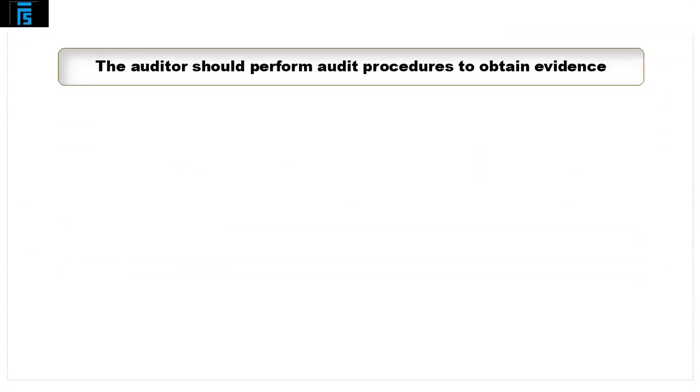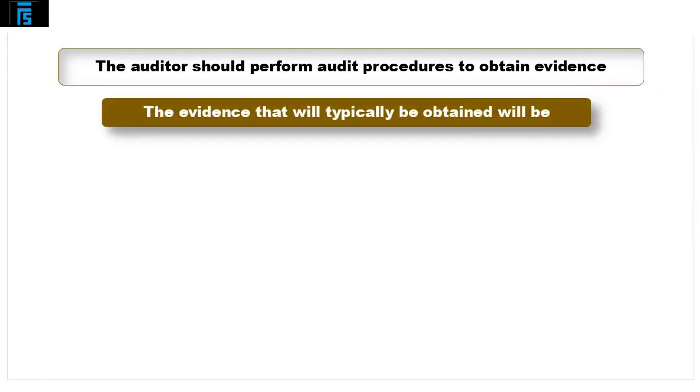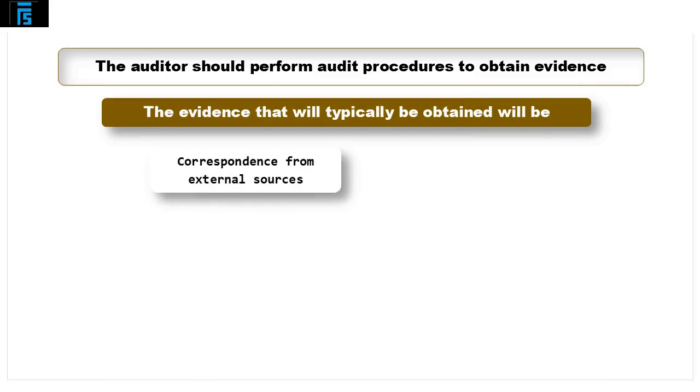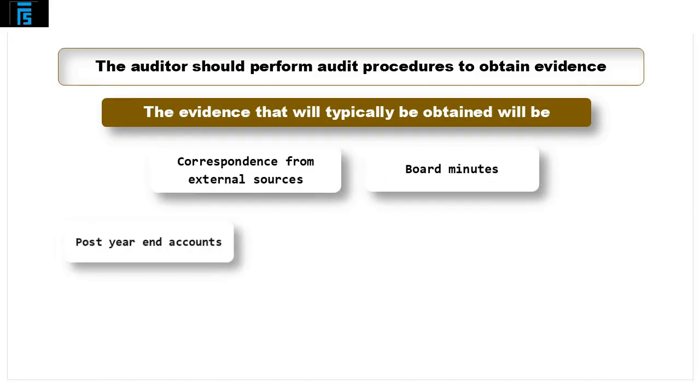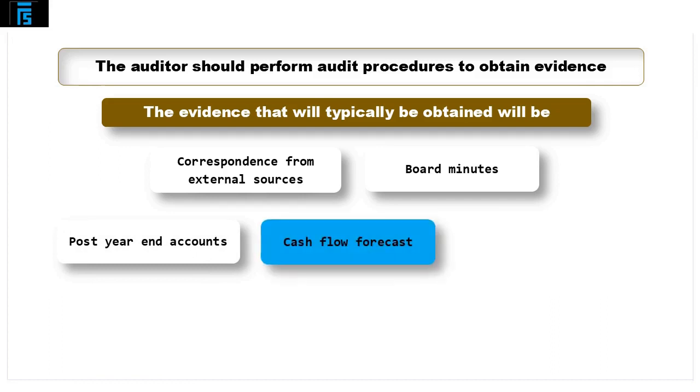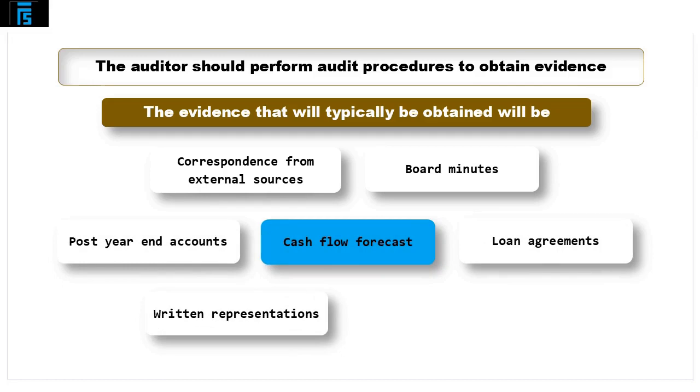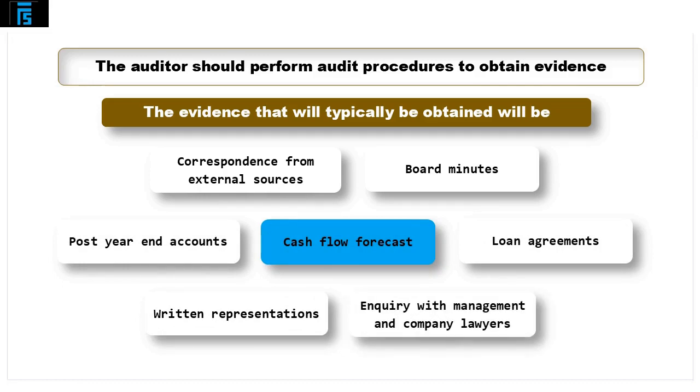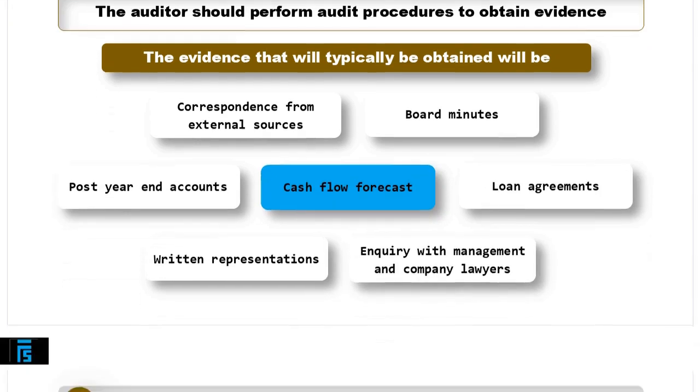The auditor should perform audit procedures to obtain evidence that supports or questions the decision made by the directors on their going concern basis. The evidence that will typically be obtained will be correspondence from external sources, board minutes, post-year-end accounts, cash flow forecasts, loan agreements, written representations, and inquiry with management and company lawyers.